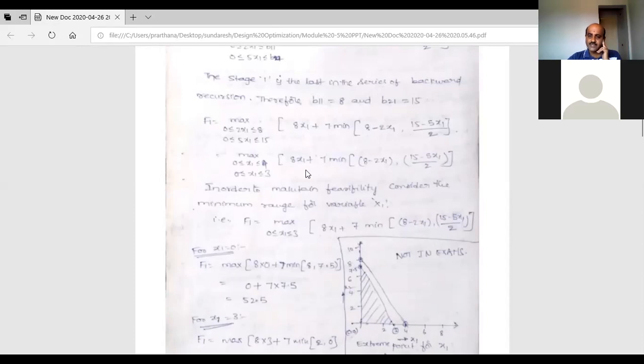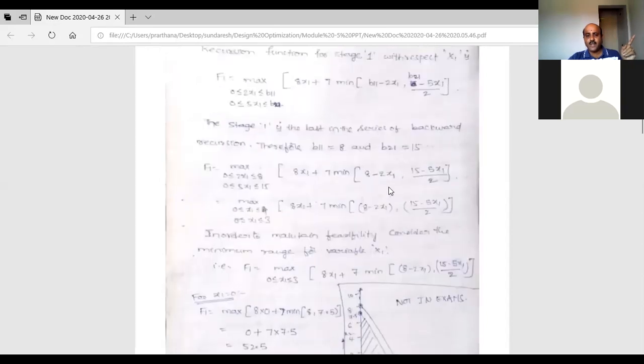Now we have the recursive function f1 as 8x1 plus 7 of the minimum of x2. The minimum of x2 will be this value: 8, which is the B11 we wrote in the previous one, minus 2x1, comma, 15 minus 5x1 by 2. This is the recursive function we get.